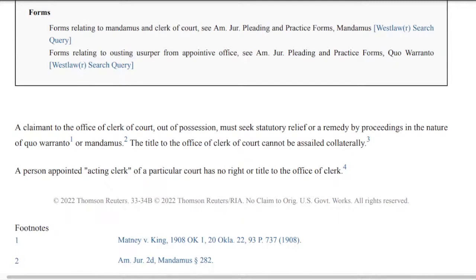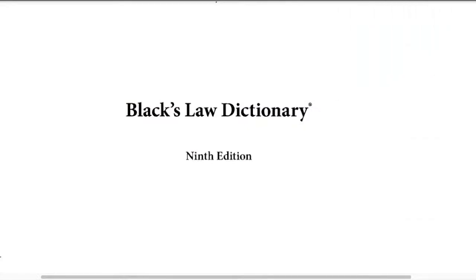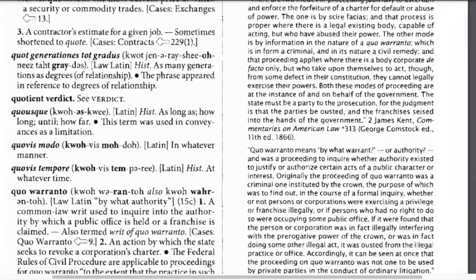Mandamus, number 2. That's AmJur. Okay, so the mandamus. So what is quo warranto? Do we know what that is? Thought I did. We're going to find out because we have Black's Law. So we're going to do a quick search here to find out what quo warranto means. I think this is it. Here we go. Quo warranto.